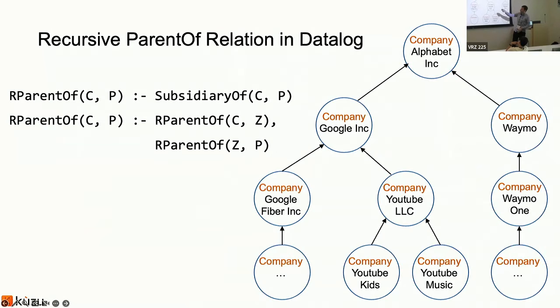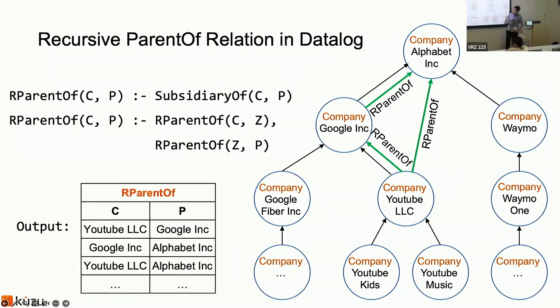So if you give this program computing the parent-of relationship to a Datalog system, and this is your data set, not only from the first rule will it find relationships like this: Google Inc. is YouTube LLC's parent, Alphabet is Google's parent, but it will also find these indirect ones, and it will produce a table like this. Any questions?